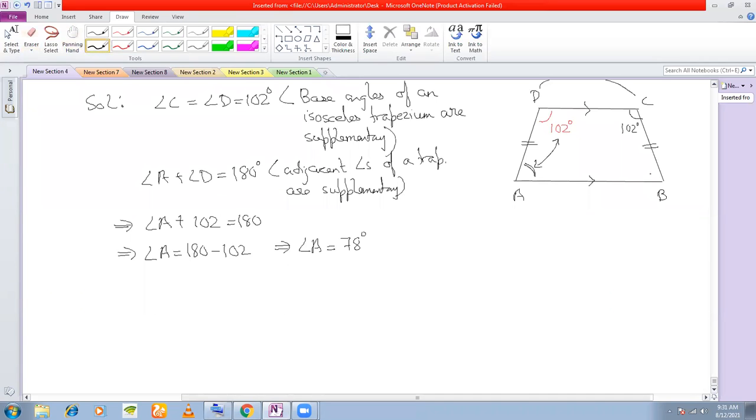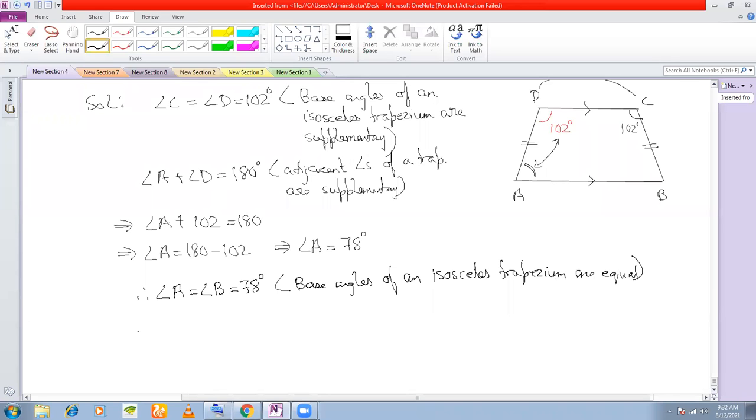Okay, now how to find angle B? Now angle A must be equal to angle B, equal to 78 degree, because base angles of an isosceles trapezium are equal.